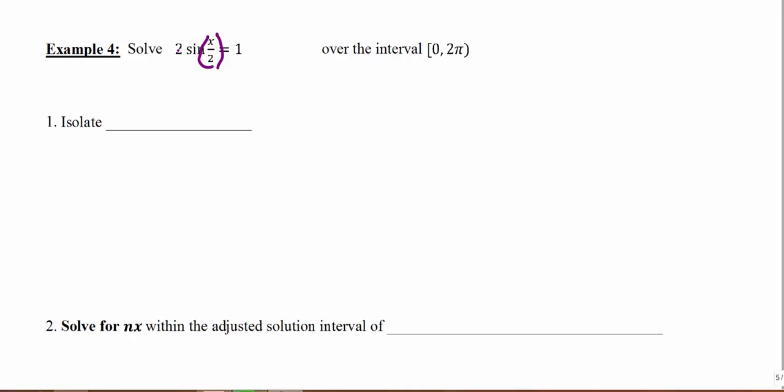This is our input angle, and we cannot change that. We cannot multiply the 2 that's on the outside of the function and cancel it with the 2 that's on the inside of the function. So we want to be careful there. The first thing I want to do is get sine of its input angle by itself on one side. So in order to do that, we want to get rid of the 2 that's out front. So we are going to divide both sides by 2.